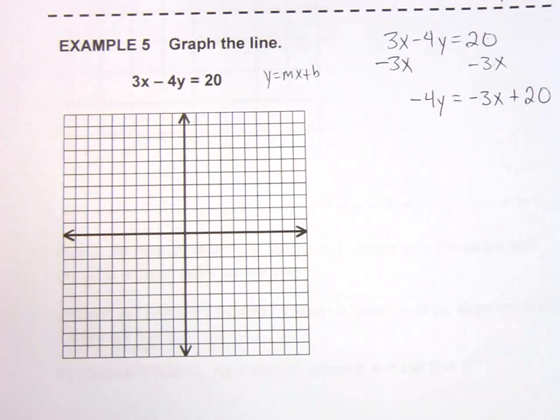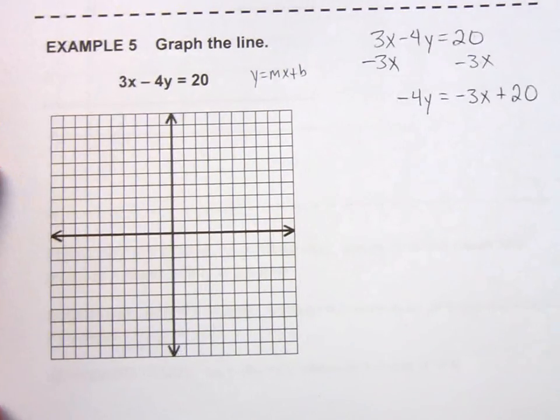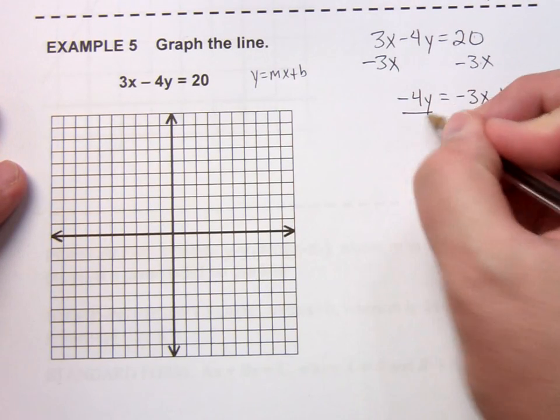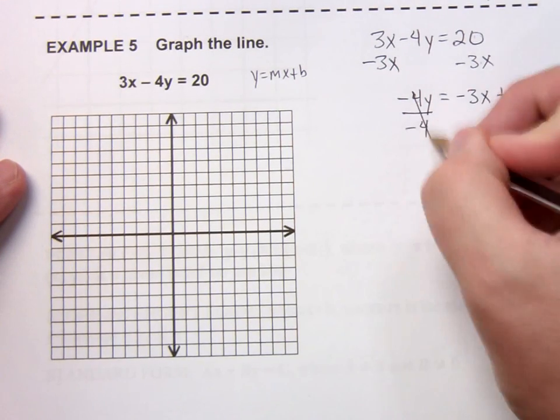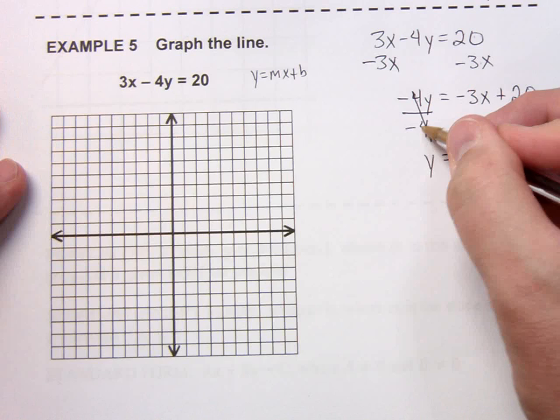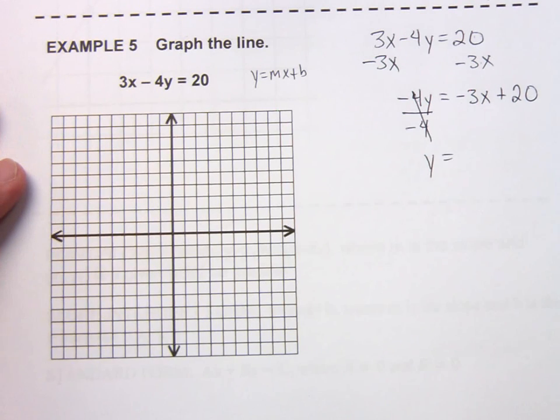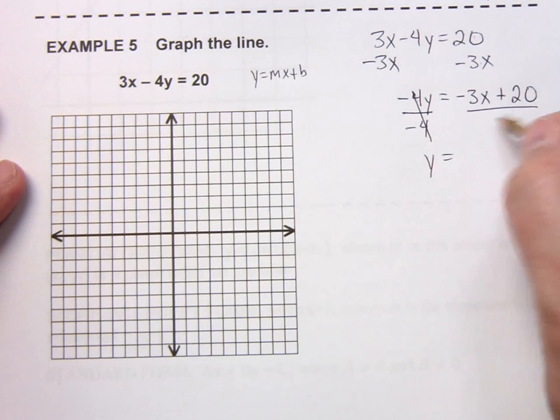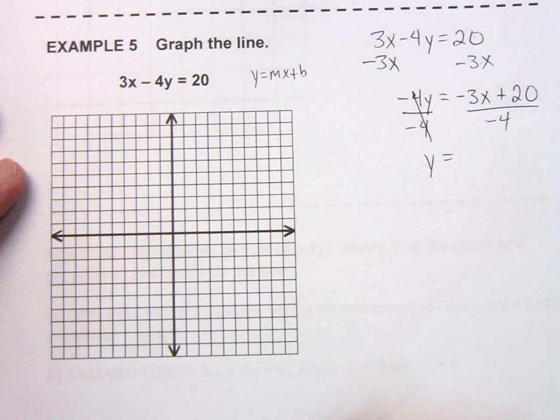Now I still need the y to be by itself. Right now y is being multiplied by negative 4. So I'm going to divide by negative 4. Negative 4 divided by negative 4 is 1. So I get 1y, just y. Now if I do it on one side, I have to do it on the other side. And I need to make sure everything is getting divided by negative 4.